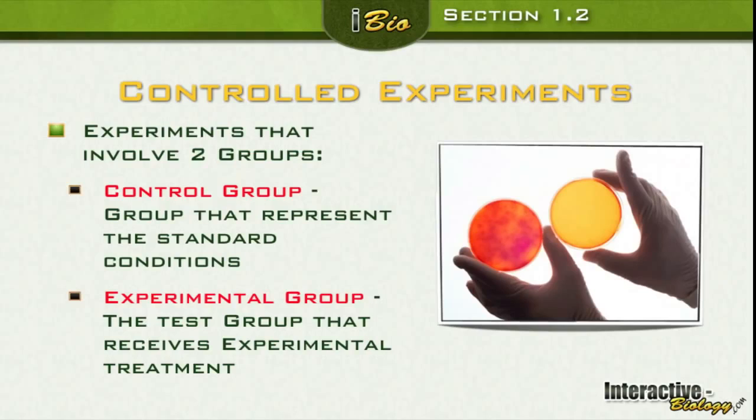So we have, what's the first group? Control group. And what's the second group? Experimental group. And the control group represents the standard conditions, and the experimental group is the one that we're actually testing. All right, so we have two groups so that we can compare the experimental group to the control group.